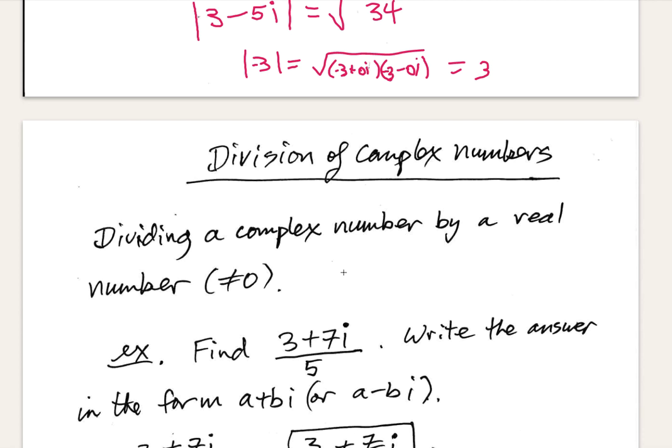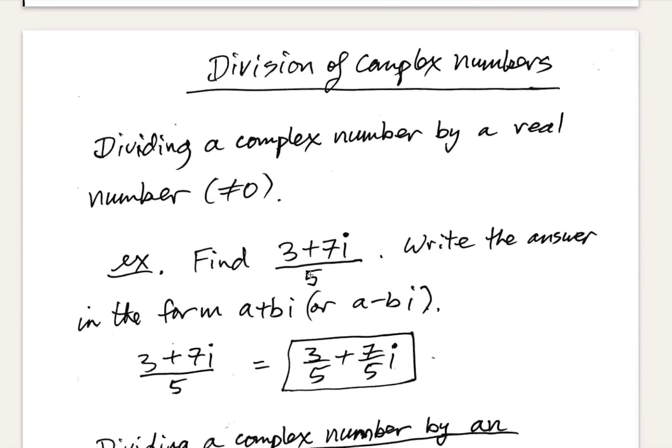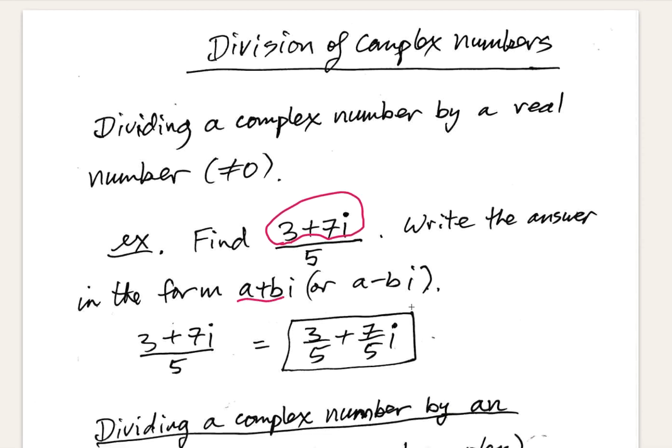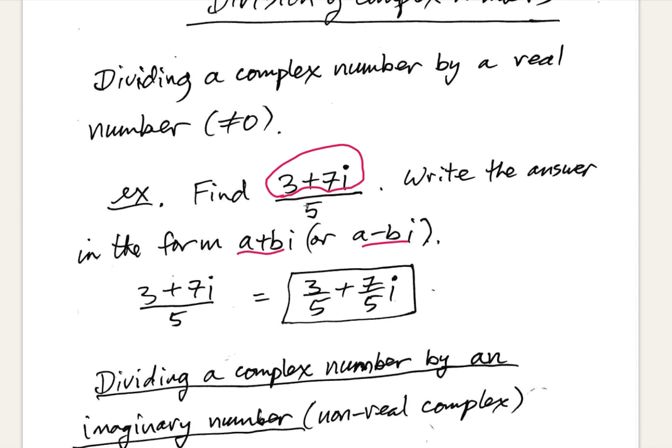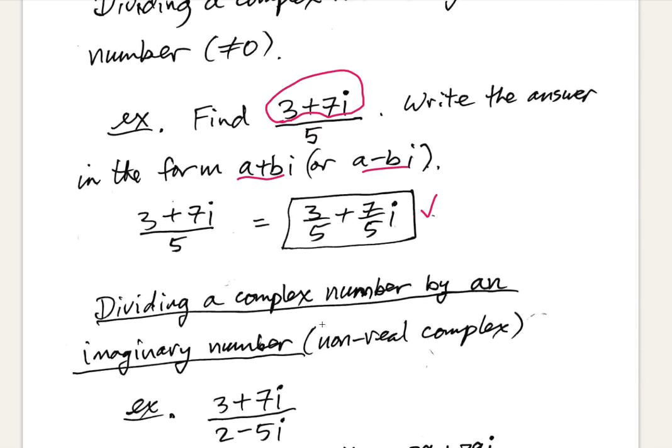Dividing a complex number by a real number. Let's do this first. Suppose I have the complex number 3 plus 7i divided by 5. And I want to write the answer in the form a plus bi or a minus bi, so don't just leave it this way. It's going to be very simple. You're just going to use the distributive property. So it's 1/5 of 3 or 3/5 plus 1/5 of 7i, which is 7/5 i. So the 5 will just divide into both terms there. Now it's in the form a plus or minus bi.